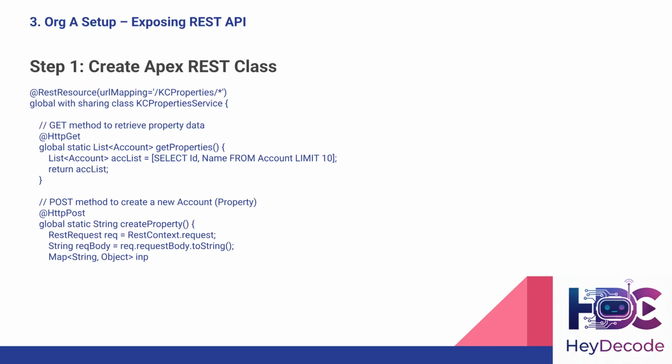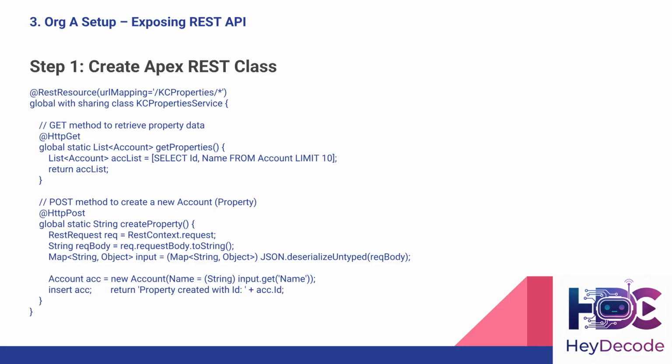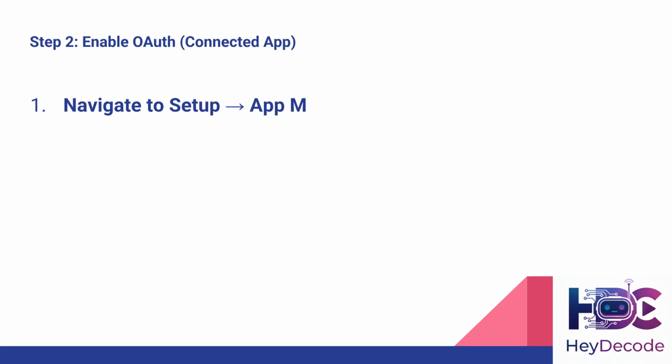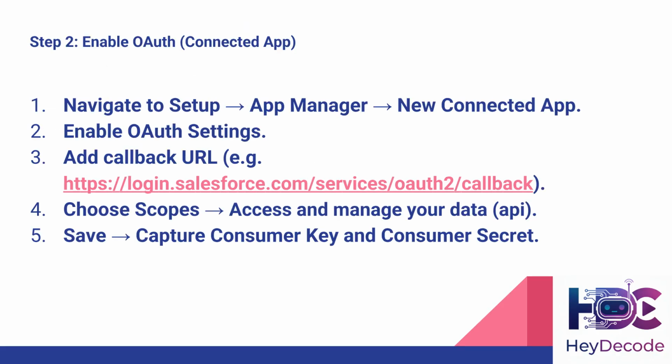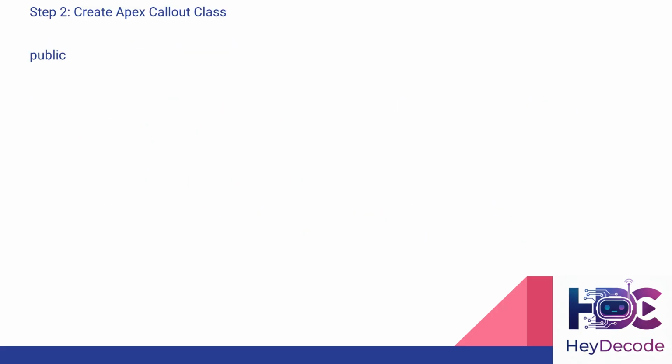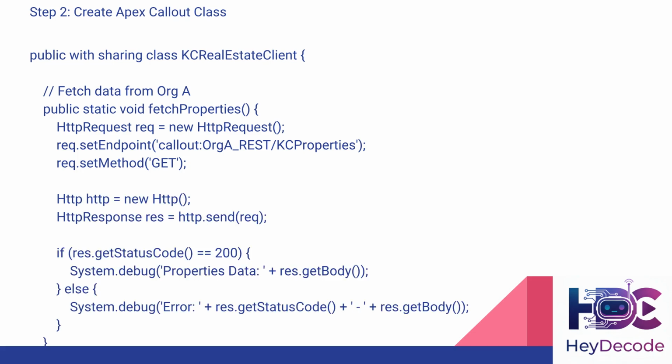To set up Org A, we first create an Apex REST class, KC Property Service. This class includes methods for GET requests to retrieve property data and POST requests to create new properties, handling JSON input for account creation. Next, enable OAuth for Org A by creating a new connected app in Setup. Configure OAuth settings, add a callback URL, choose Access and manage your data scope, and then save to capture the consumer key and secret. For Org B, create an Apex callout class, KC Real Estate Client.